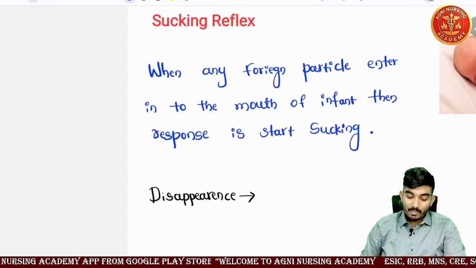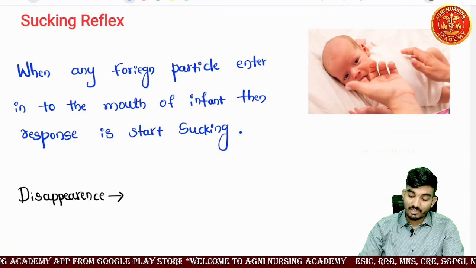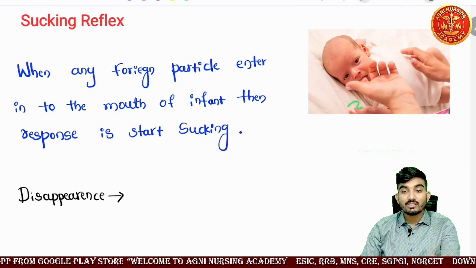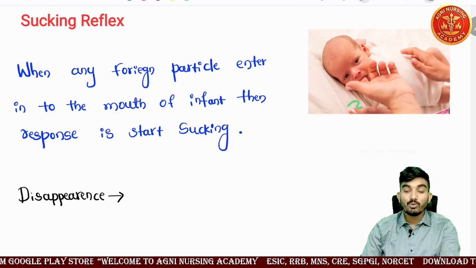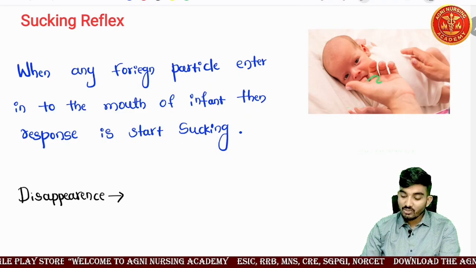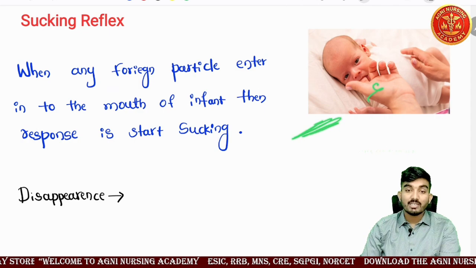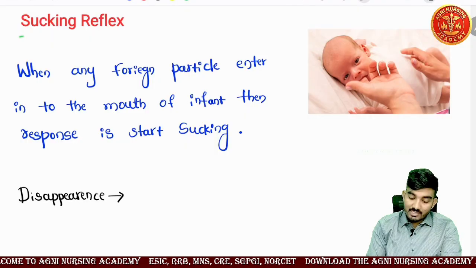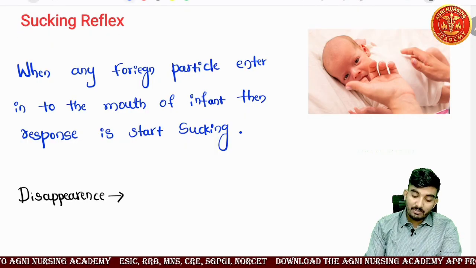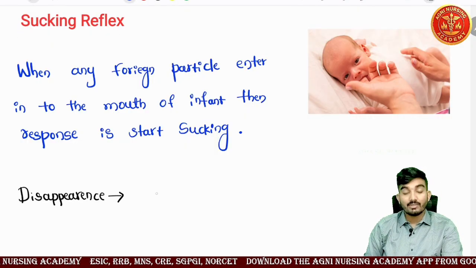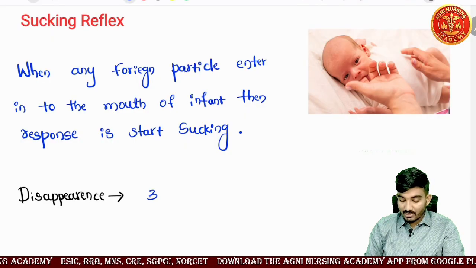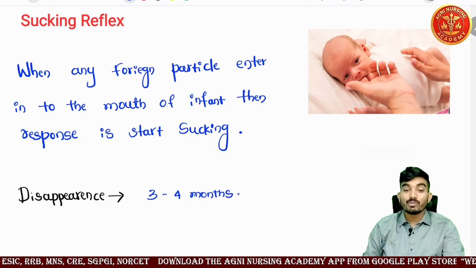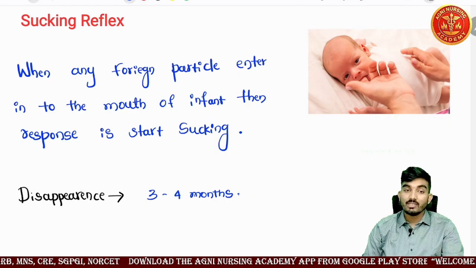Another one is the sucking reflex. Observe here, when we keep a finger in the newborn's mouth, the child directly starts to suck. That is called the sucking reflex. The age of disappearance of the sucking reflex is the same as the rooting reflex, 3 to 4 months of age.